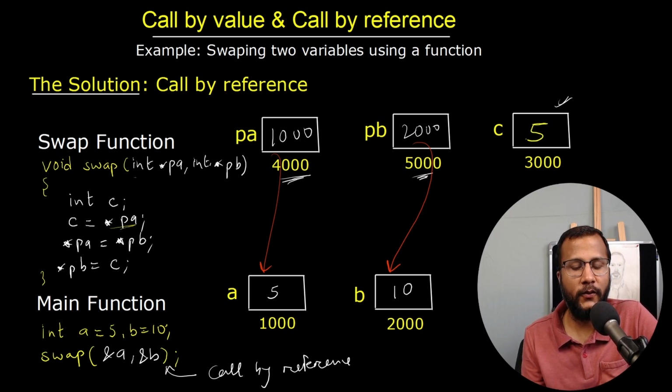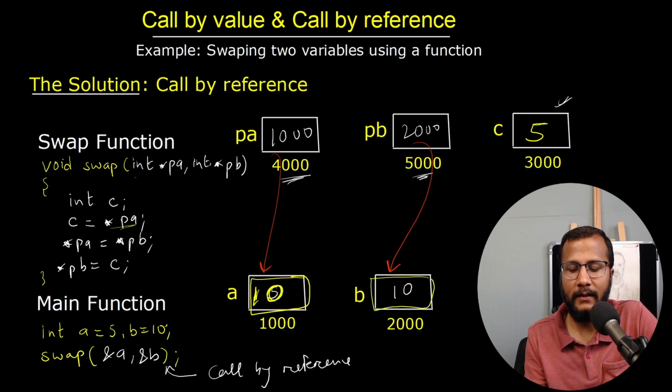Now C is local to the swap function. Now I write *pa = *pb. What is *pa? *pa is a. So a = *pb. *pb is 10, so 10 would be stored in a. So this is 10. Now the swap function could modify the variable a.